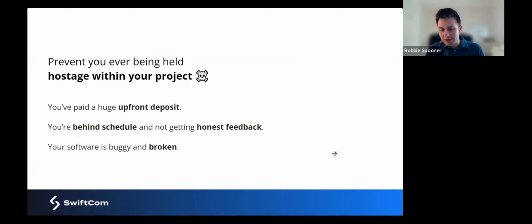The second reason that this is super important is once we've identified these bottlenecks, we're seeing a lot of people being held hostage in software development projects. Almost the majority of people we chat to have had at least one pretty awful experience with software developers. Often this looks like you've paid a huge upfront deposit and suddenly you're behind schedule, not getting honest feedback, and the software is just buggy and broken. It's a story, unfortunately, seemingly as old as time, at least in software and tech. And we're really going to try help you avoid that. There are some common pitfalls that are quite easy to navigate if you know what to look for.